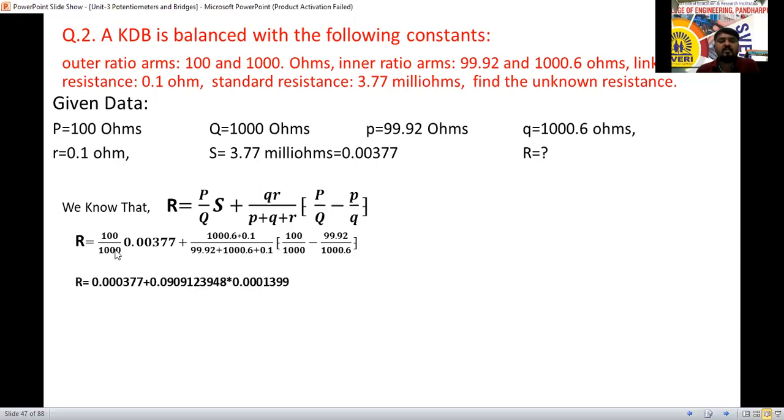Next point here. This one you calculate separately. This one you calculate. This one you calculate. So after calculating this part, that is 0.00037 plus this one, 0.099. All the points we have to consider. The question: the Kelvin double bridge is suitable for measurement of high, medium, or low voltage?